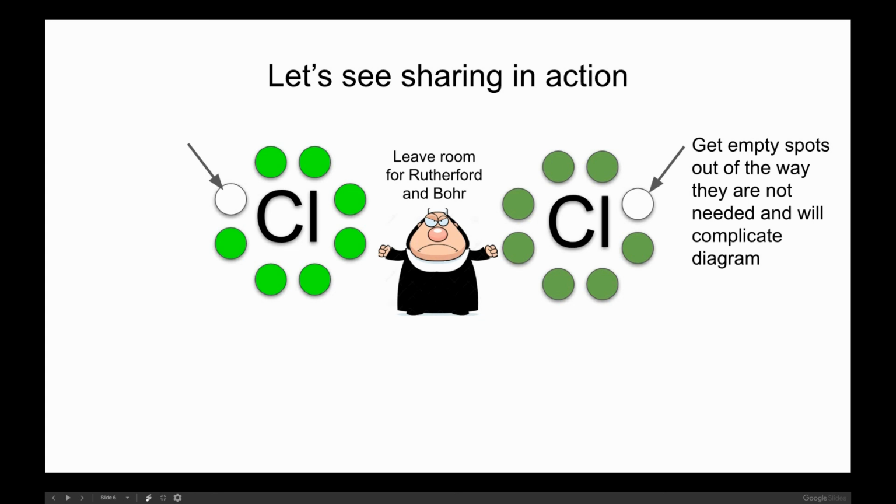2 things we have to do. Get the empties to the outside. Move them away. There isn't an electron jumping to an empty spot. If this was an ionic bond, this would be disastrous because you'd be drawing this electron traveling way over here and in. No. Put the empties out of the way, and leave enough room for Bohr and Rutherford in between.